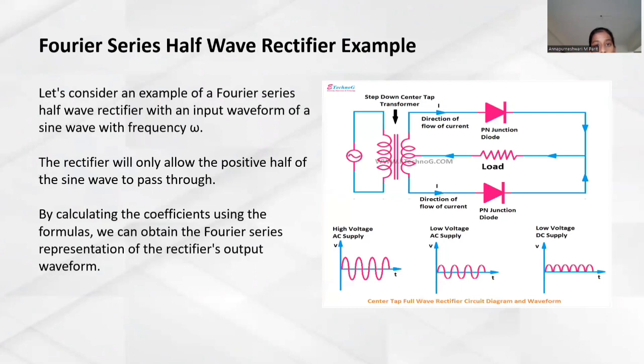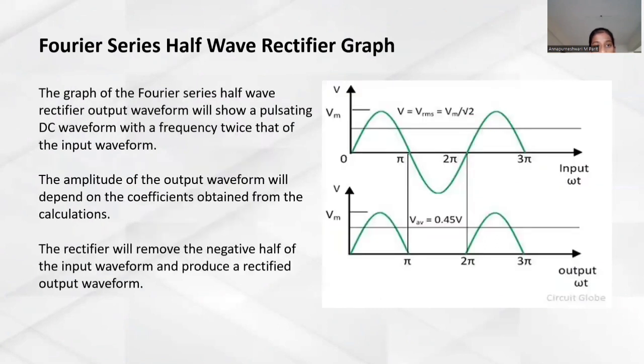Fourier series half-wave rectifier example. Let us consider an example of a Fourier series half-wave rectifier with an input waveform of a sine wave with a frequency, that is omega. The rectifier will only allow the positive half of the sine wave to pass through. By calculating the coefficients using the formulas, we can obtain the Fourier series representation of the rectifier's output waveform.